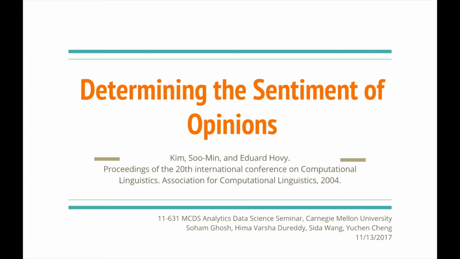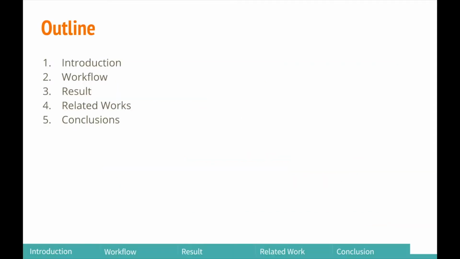So, in this video, we're going to talk about the paper Determining the Sentiment of Opinions. This paper was published in 2004 in Computational Linguistics. This talk is organized in the following way.